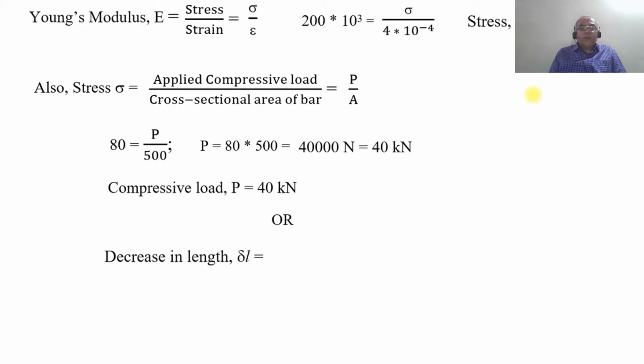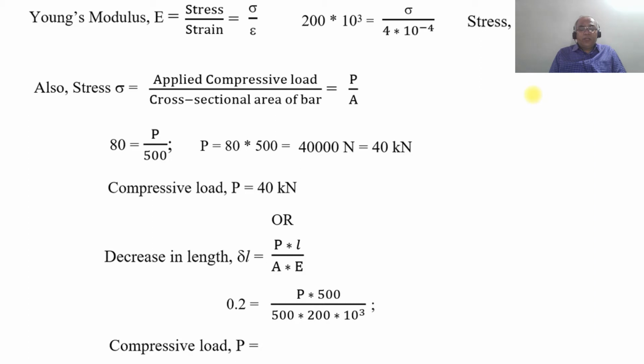Or we can also use the decrease in length, delta L, which will be equal to P into L by A into E. So here delta L is known, which is 0.2, equal to P into L, the length of the member, which is 500, divided by A, which is 500, into 200 into 10 to the power of 3. On simplification, you're going to get the compressive load P equal to 40 kilonewton. So this is how we will be able to calculate using both methods.